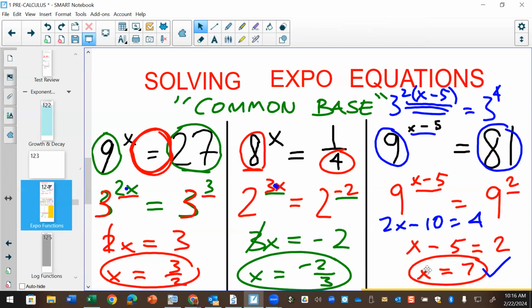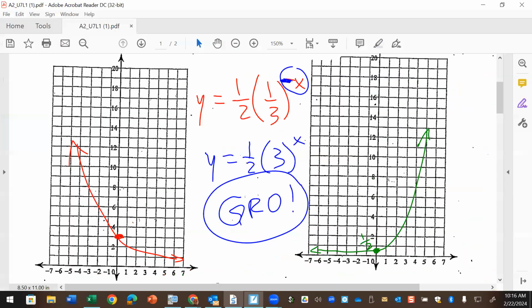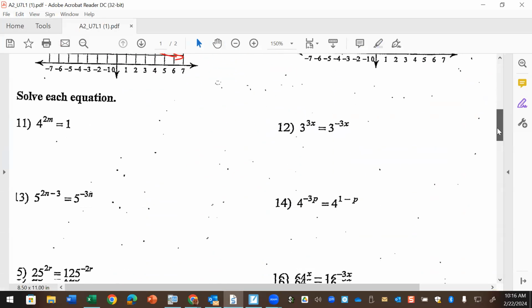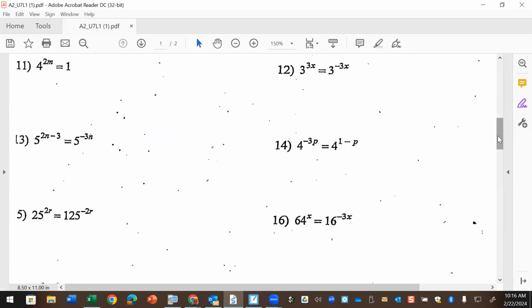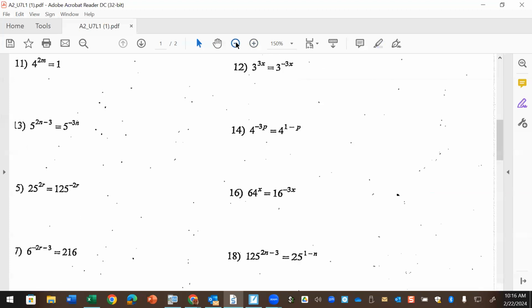Good, so looking at your homework here. I'm gonna have you do, not now, but the odds. Both, but let's look at the front before we go to the back. These are all expo problems, so common base. Number 11 is a little tricky, but I think you're ready to do this. Okay, so 2/3 of the way done.